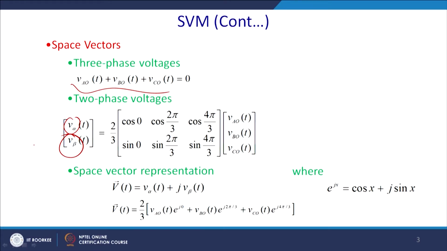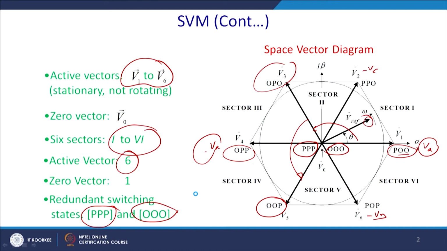Once we get these transformations, we can write V equal to V alpha plus j V beta. We should align one of the vectors with the alpha axis. V1 can be aligned with alpha, and 90 degrees to it will be the j beta axis. So, this kind of polar representation is valid, and it can be established by this theory.